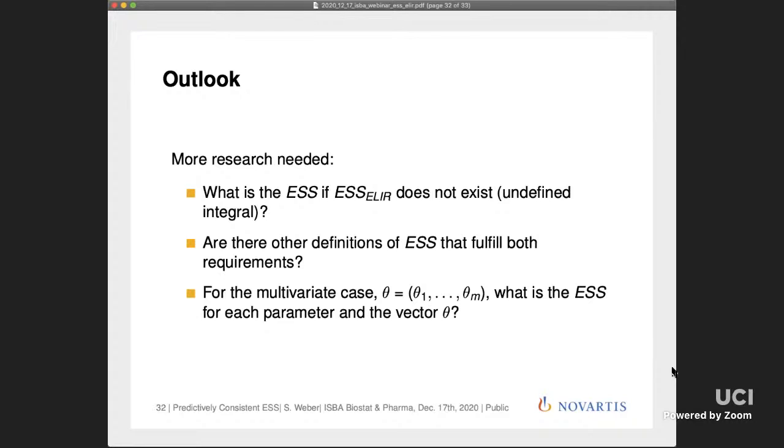Do you want the ESS for a given parameter, which is probably not independent from the other parameters, or do you want the ESS of the entire vector, so summarize everything to a single number? Should there maybe be other restrictions put forward, like what about transformations and all that? Does it need to be invariant under transformations? And all these questions still require some work, and I think it would be certainly very valuable if this can be worked out at some point.